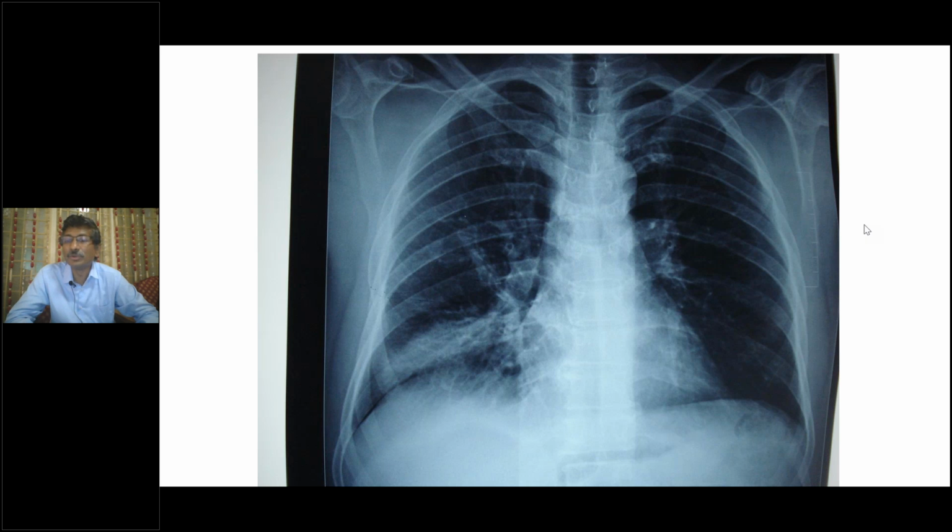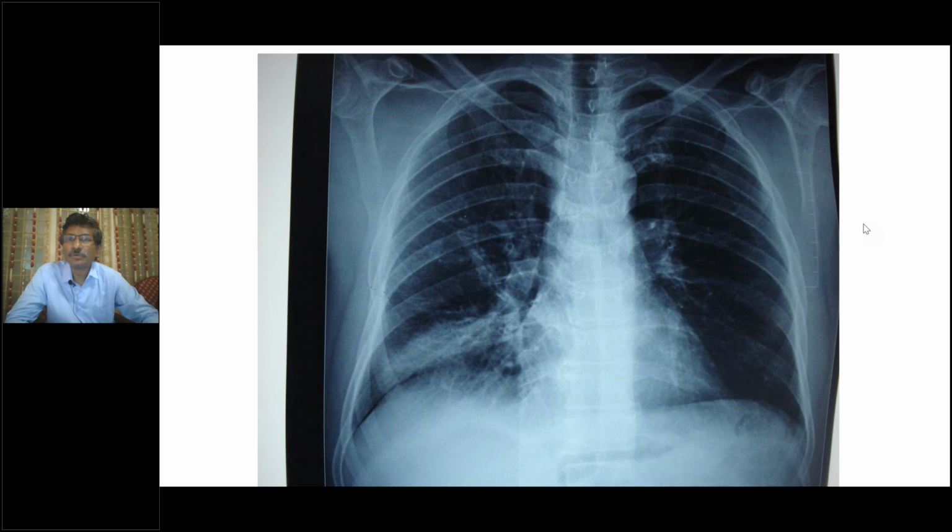Priyanka has mentioned right lower lobe. So can you describe the opacity on the right lower lobe? Is it a homogeneous opacity or a non-homogeneous opacity? It's a non-homogeneous opacity. Okay, so with prominent air bronchograms. Very good.